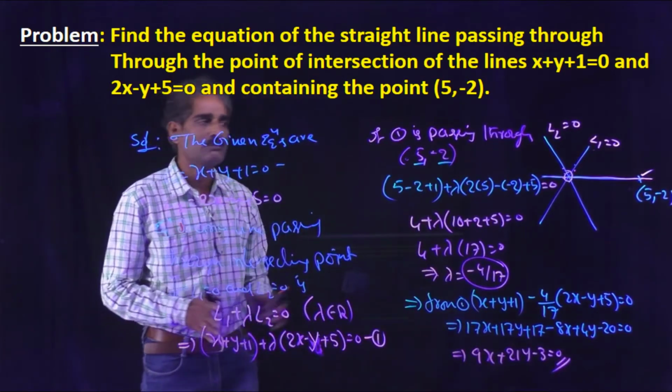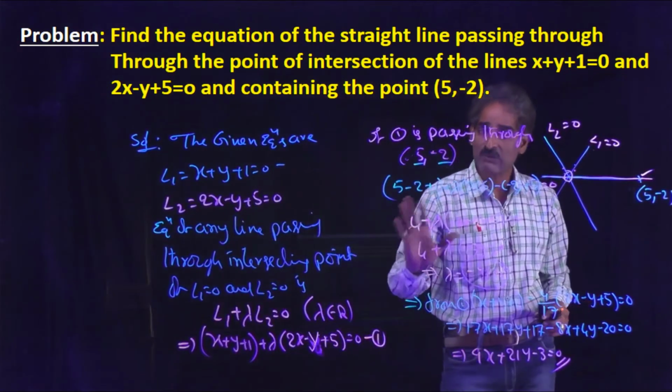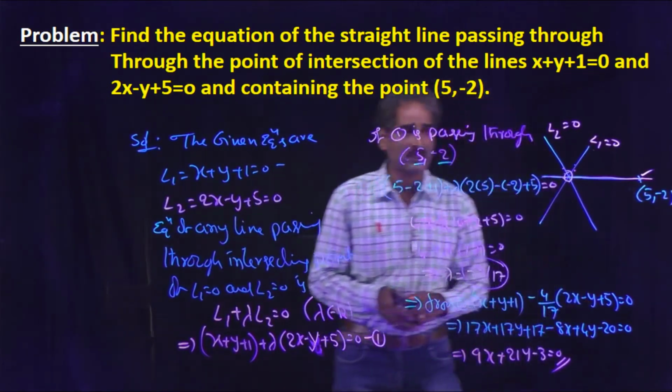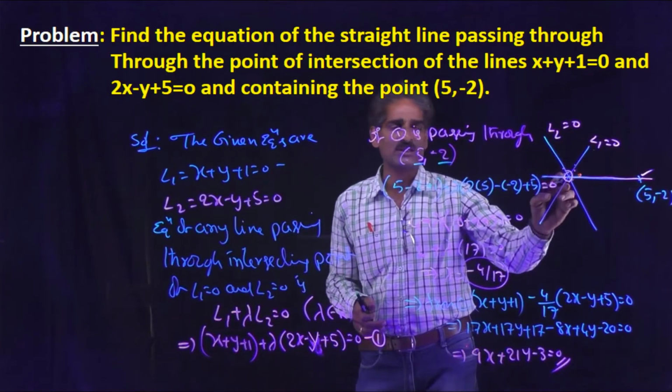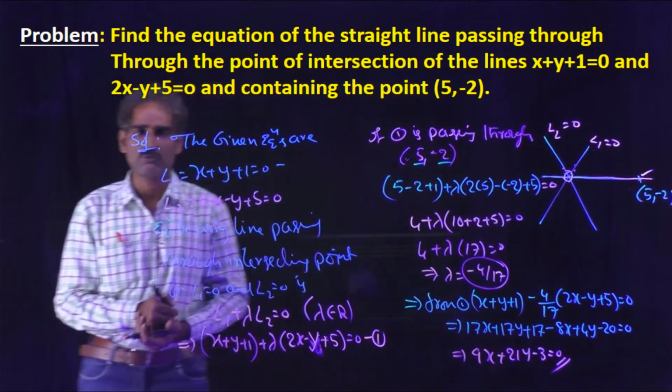Okay, this is the equation of the line passing through the intersection point of these two lines and containing this point. This is one of the methods. Another method is also there: just find the point of intersection of these two, and by using the two-point formula we can also find the required equation.